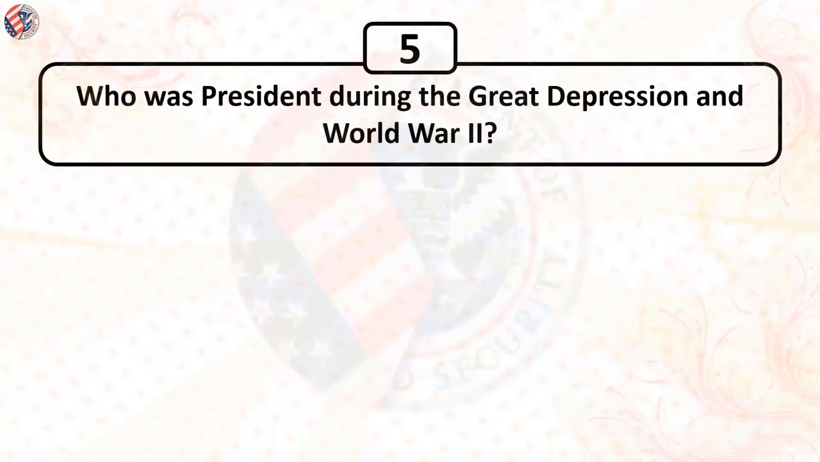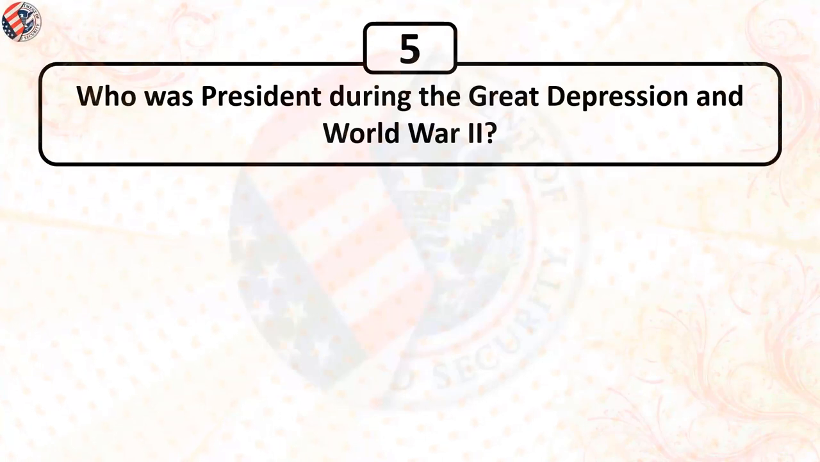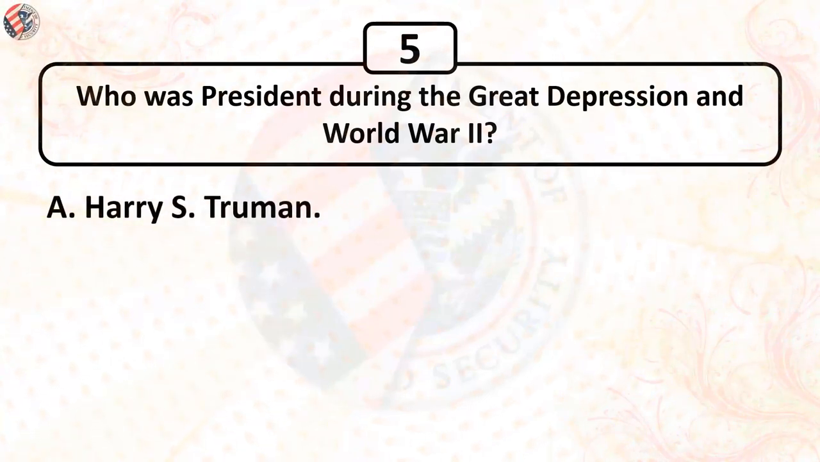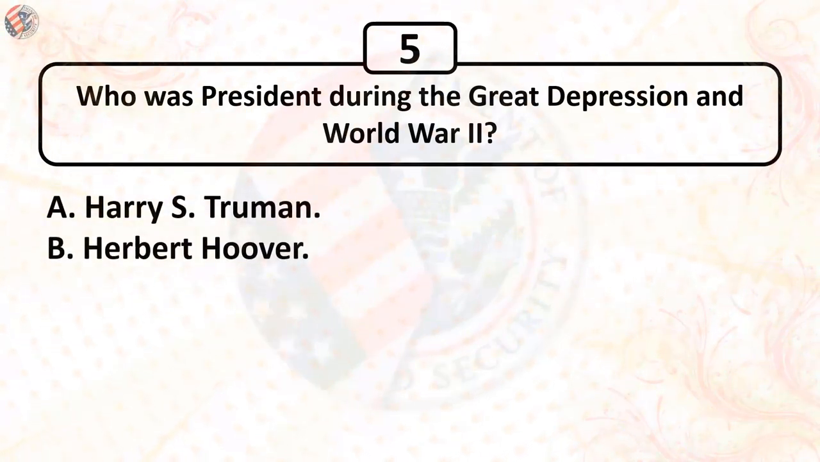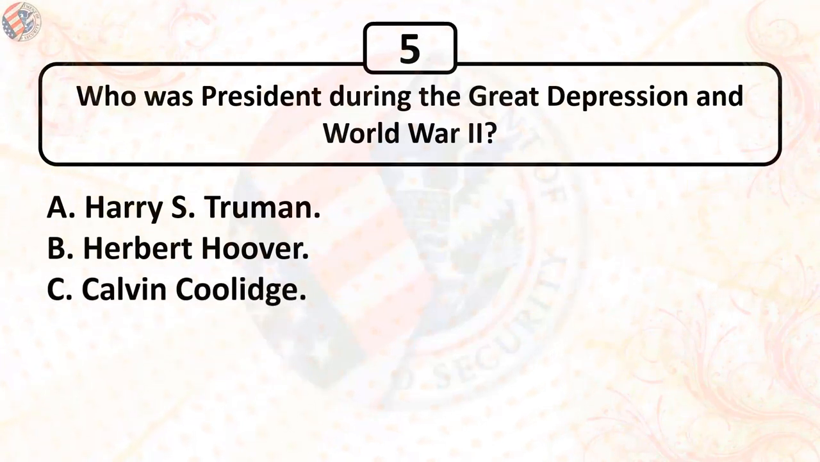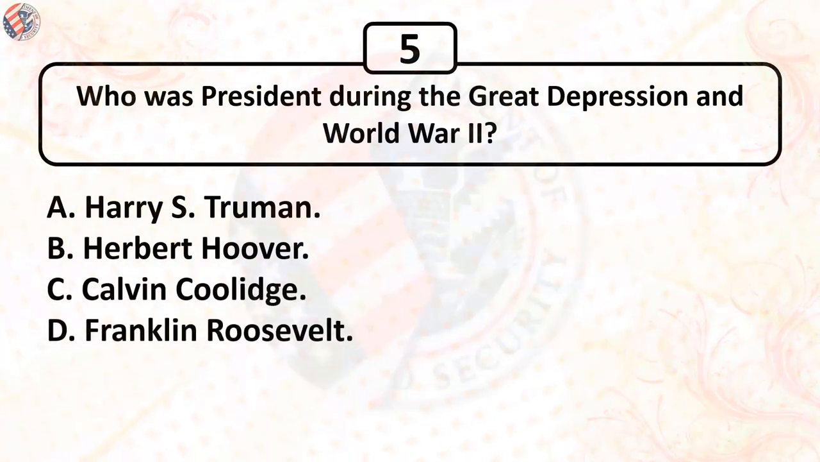Who was president during the Great Depression and World War II? A. Harry S. Truman. B. Herbert Hoover. C. Calvin Coolidge. D. Franklin Roosevelt.